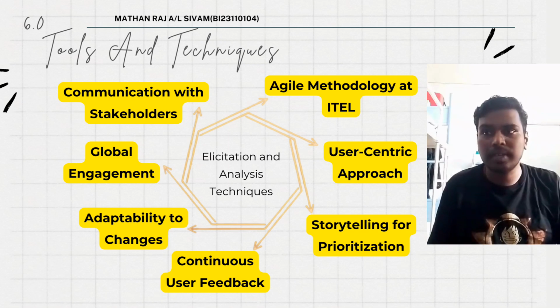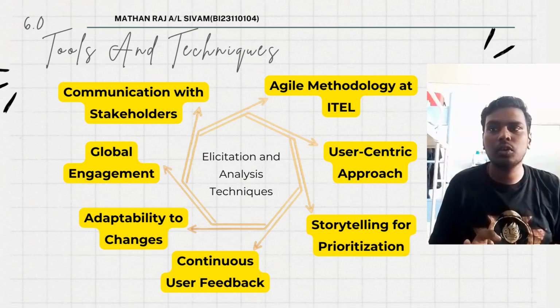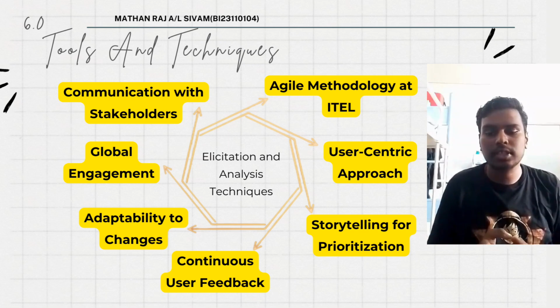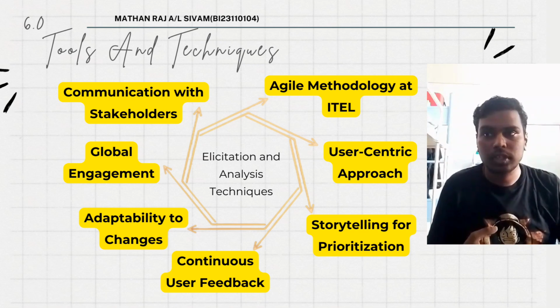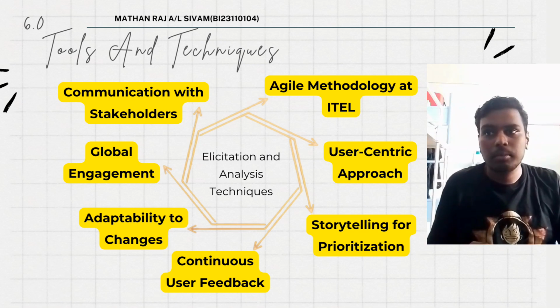And global engagement. According to research done, iTEL has been used in roughly around 28 countries. So this amount of accessibility and global engagement helps iTEL to learn and get feedback quickly to update and improve their website. Communication with stakeholders is really important because direct communication with end users, including students and university staff, ensures the platform remains aligned with their needs.